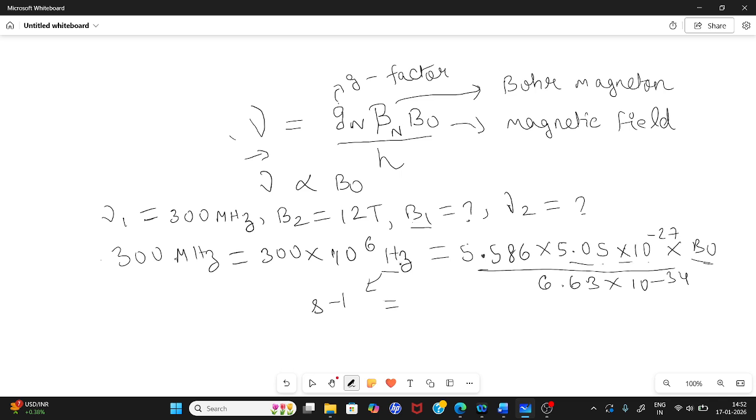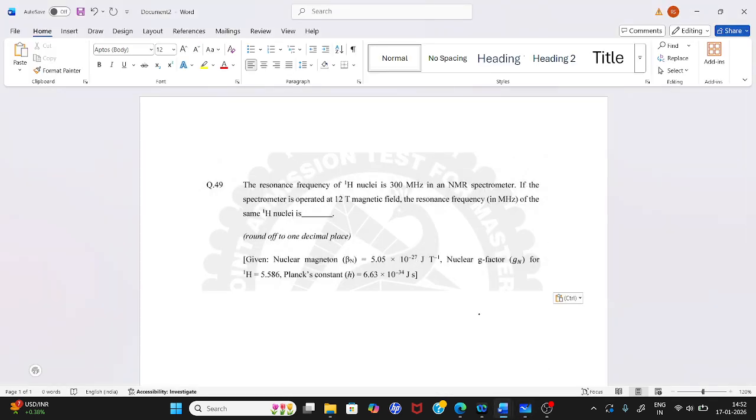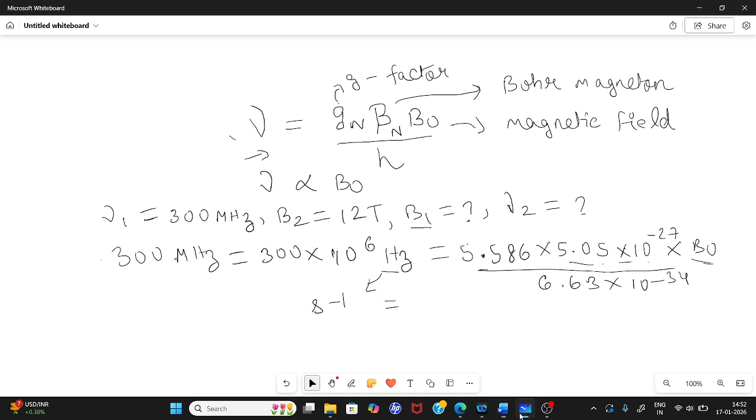This, as you can see from the question, 5.05 into 10 to the power minus 27, has the unit joule per Tesla. So you put here joule per Tesla on the other side, joule Tesla inverse, and B naught you have to calculate. Suppose B naught you have to find out, right?